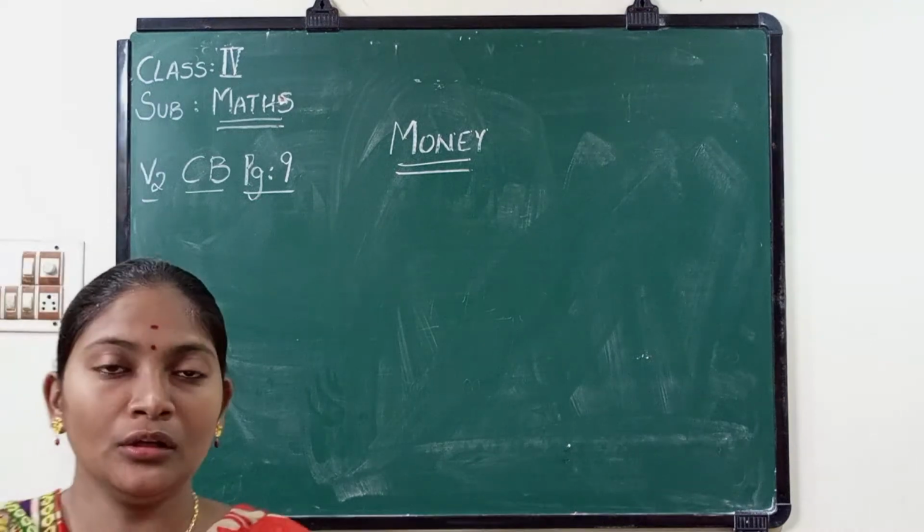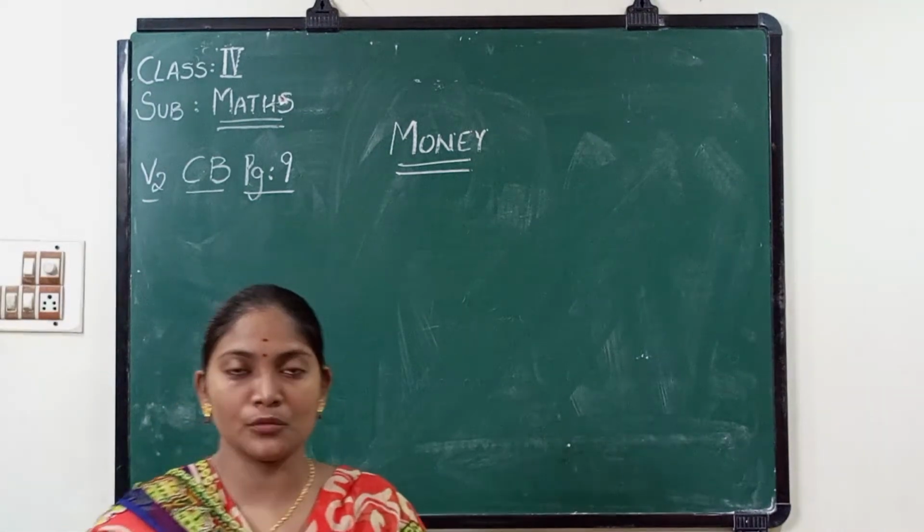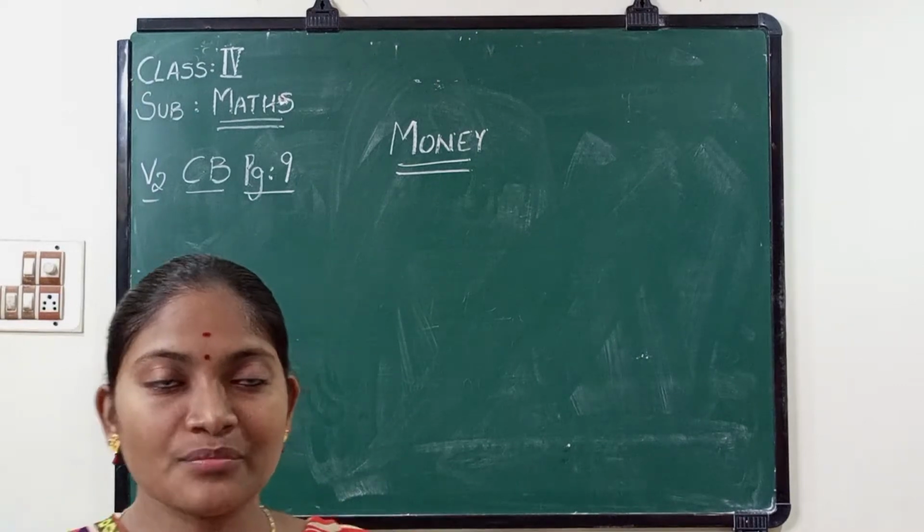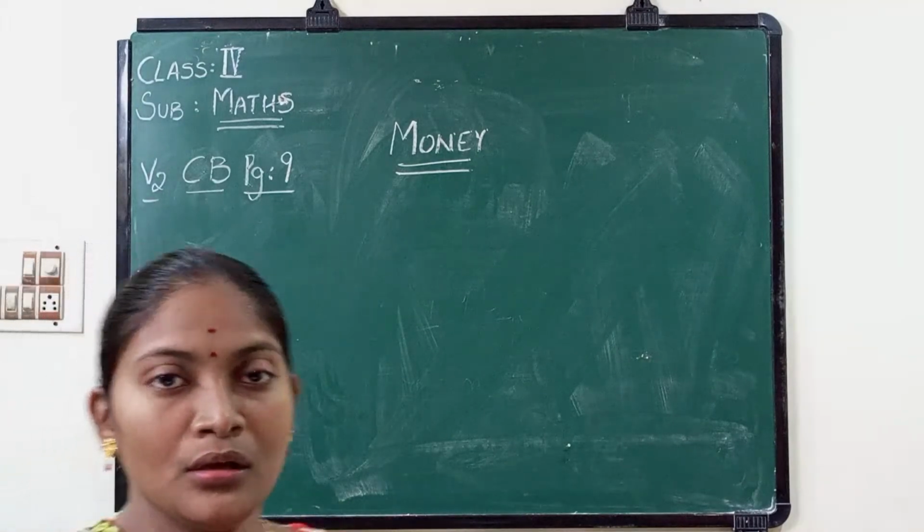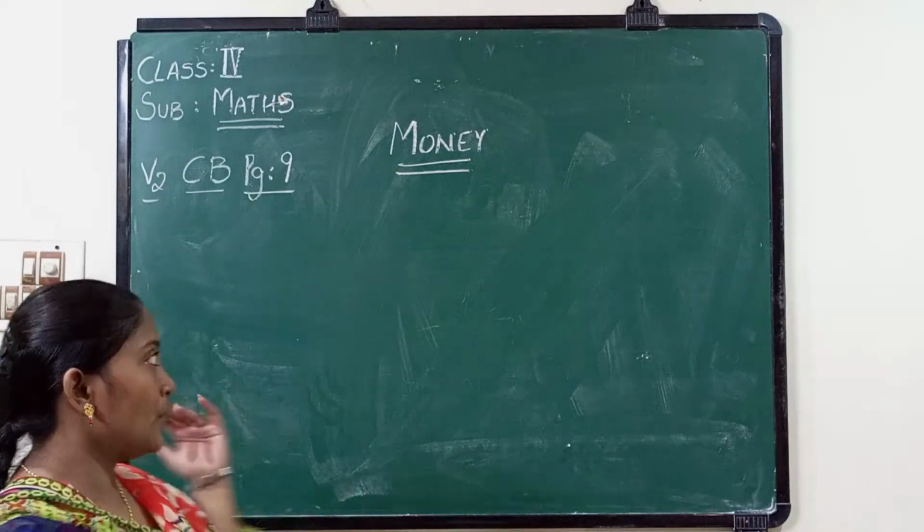Good morning everyone. Now all of you take out your course book volume 2, page number 9. What is the chapter? The chapter name is money.